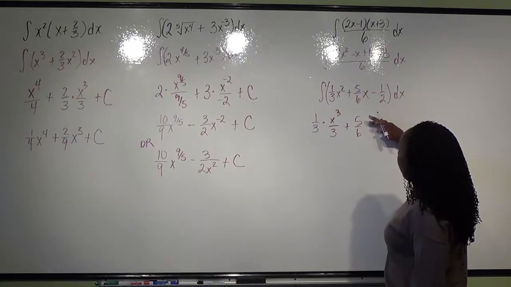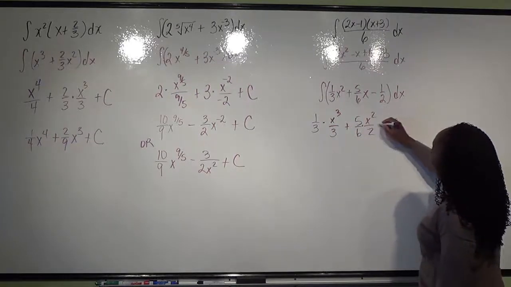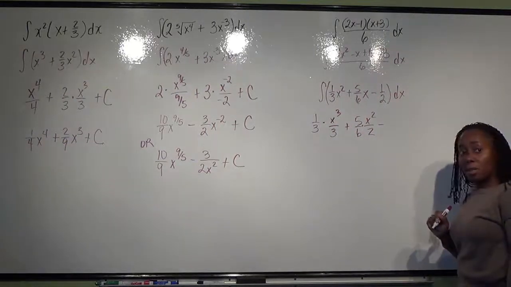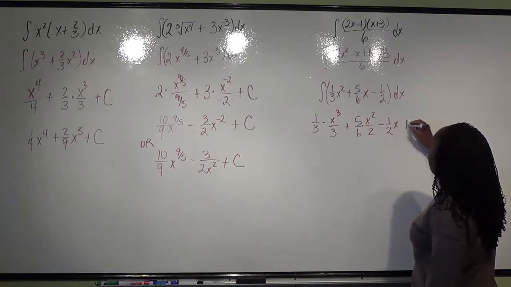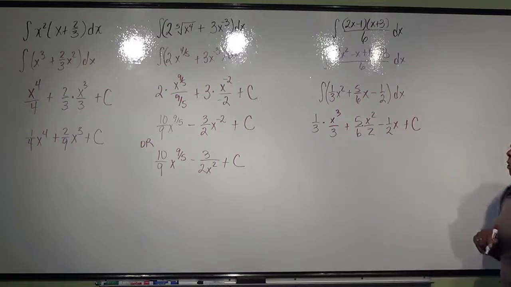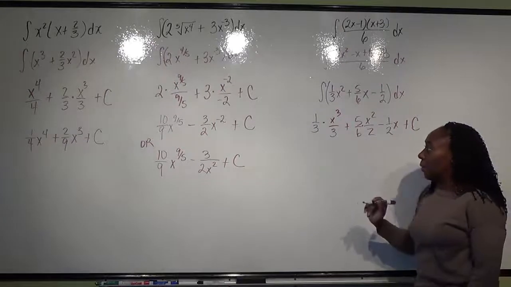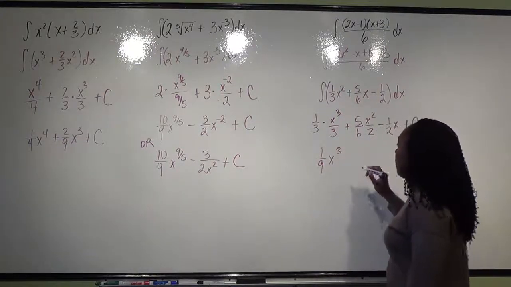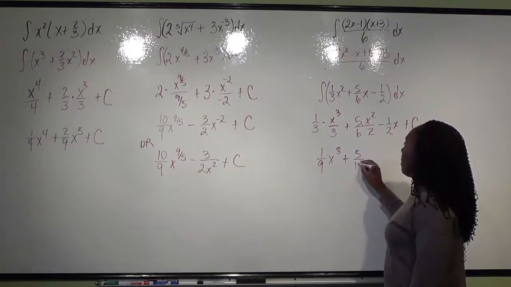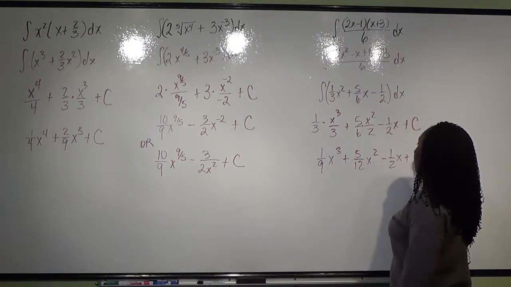I'm going to take that x, add 1 to the exponent over that new exponent, and then for the 1/2, which is a constant, I'm going to add in an x. Again, don't forget the constant of integration. From there, same thing, go ahead and combine. So we've got 1/9 x to the 3rd plus 5/12 x squared minus 1/2 x plus c.